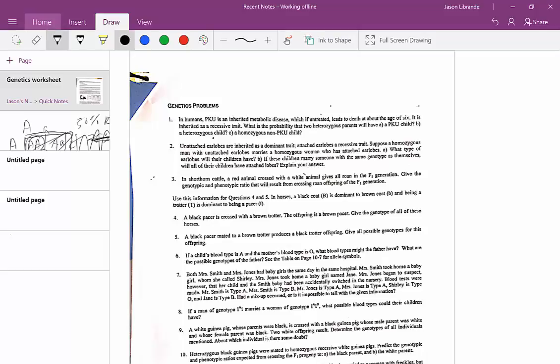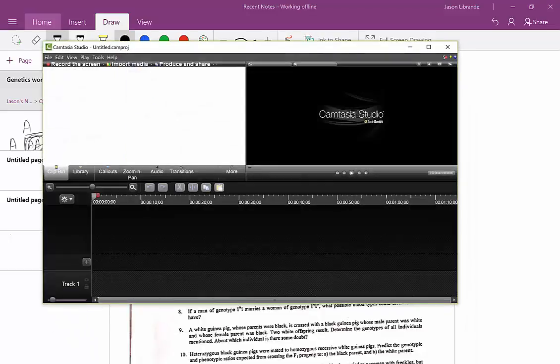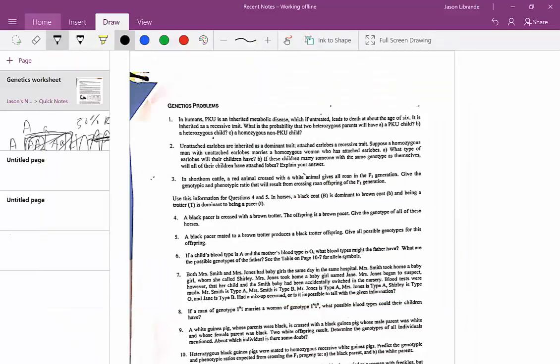So question 5. A black pacer is mated to a brown trotter. So pacer again, let's just label the genotypes we know. So that's lowercase t, and then we have a brown trotter, so lowercase b, and produces a black trotter offspring. So really we're trying to figure out what the genotype of the black pacer is, what the genotype of the brown trotter is. So trotter again, there's at least one uppercase T. We don't know about the second allele.